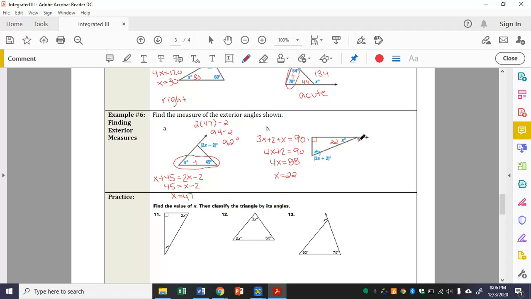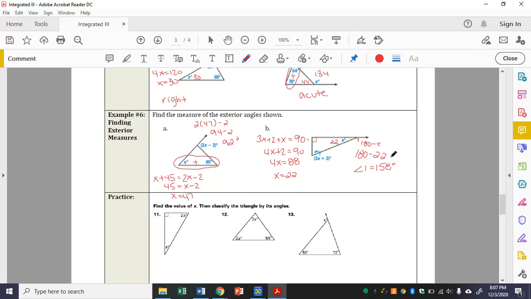I could have plugged in, we could have called this maybe 180 minus x because we have a linear pair here. But we could have just as easily done it the same way here where we solve for x first. And then once we do that, we can use our exterior angle sum theorem, or we can just take the fact that this is a linear pair. So here I could say 180 minus 22 to find your exterior angle out here, which means that angle 1, I'm just going to call it that, is equal to 158 degrees.